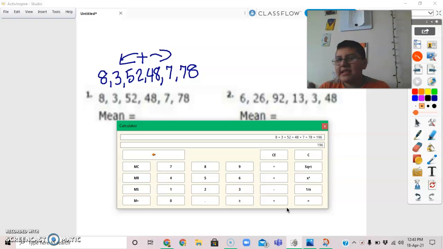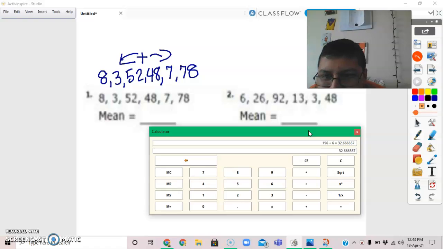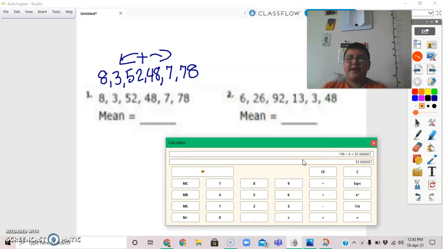But that is not the answer, because there's another step for the mean. In order to find the mean, you need to divide by how many numbers there are. So there are 1, 2, 3, 4, sorry, 1, 2, 3, 4, 5, 6. So we're going to divide 196 by 6, and our answer is going to equal 32.666667. But in order to make this simple, we're going to round it up and make it 33.